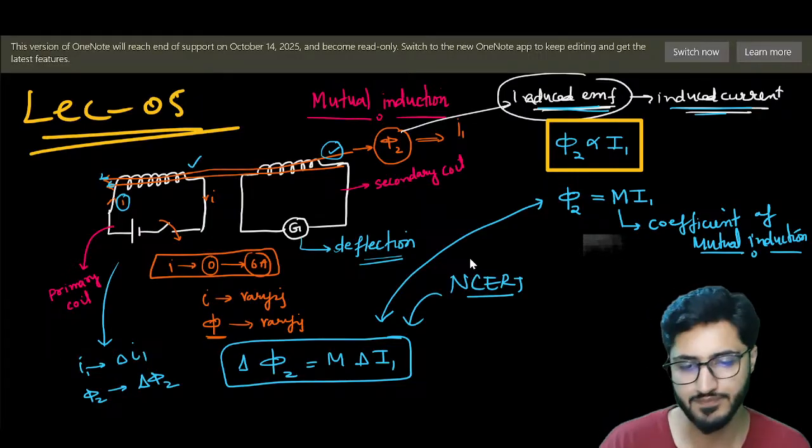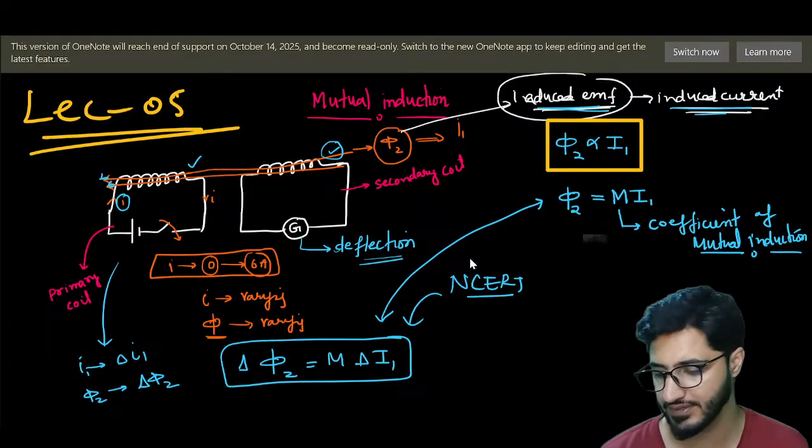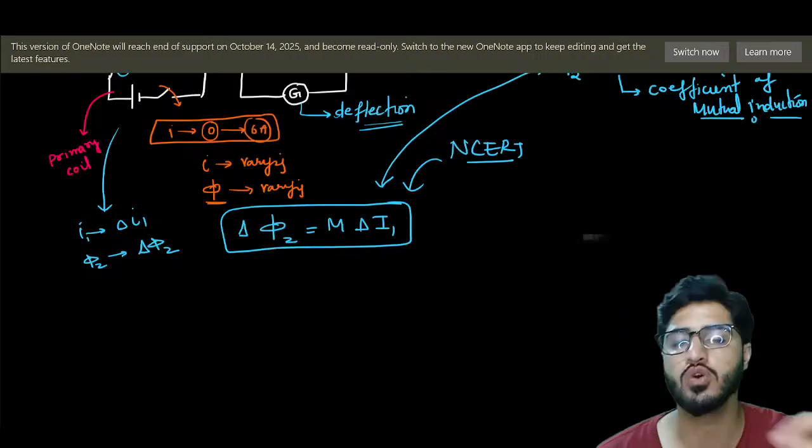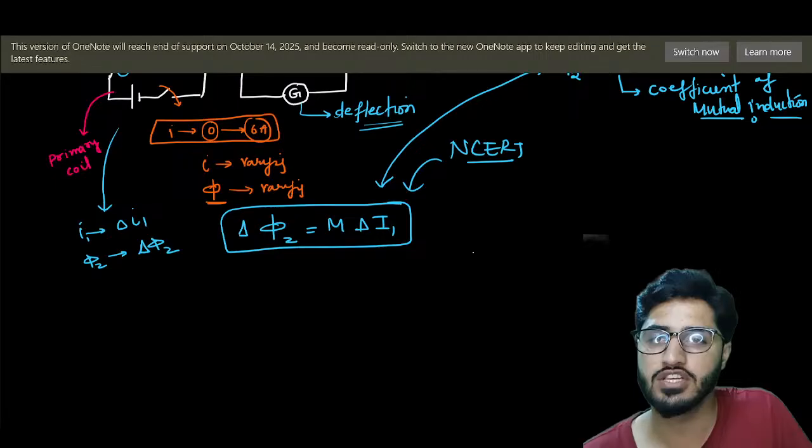Done? Don't get confused with these things. We can write one more thing. We know E equals minus dΦ by dt. Now, this equation we know very well.